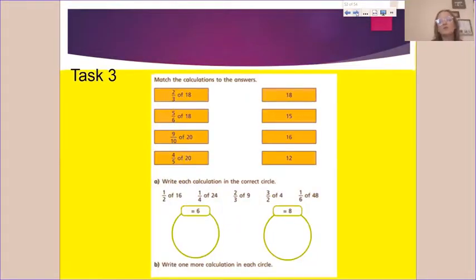And then task 3, match the calculations with the answers. So I would suggest you work out the answers on the left first and then find a matching one on the right. And then write each calculation in the correct circle. So one of these calculations is going to equal this or this. One of them will equal 6, one of them will equal 8. So you will work out each one of these and then write the correct calculation in the circle it belongs into.